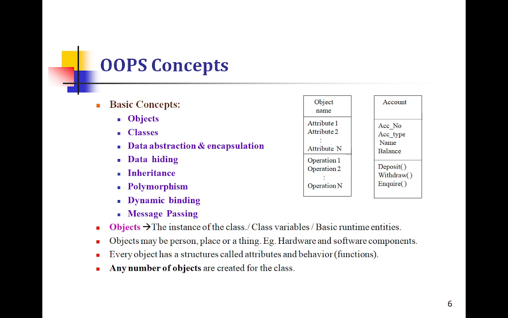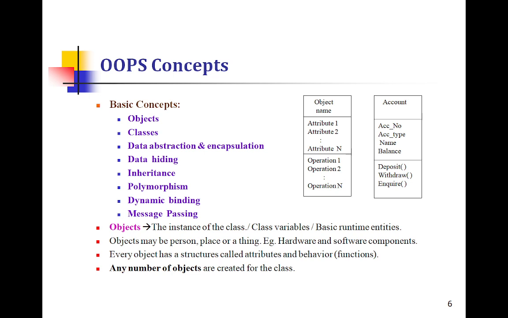Okay, let us have a discussion of what is meant by object. So object is an instance of a class, because by using the object we can access any kind of variables or functions within the class. Okay, then object may be a person or it may be a place or thing, whatever it may be. Everything will be considered as an object or entity. We can call it objects.